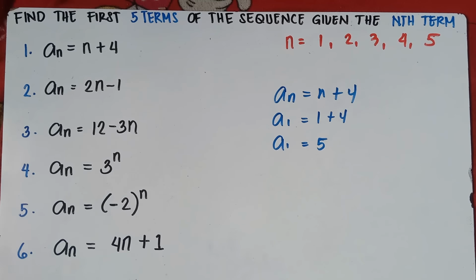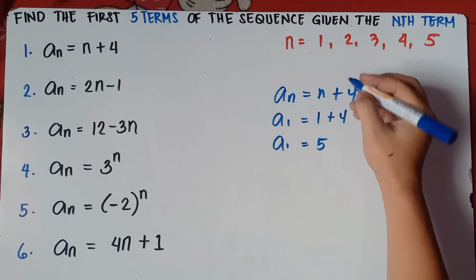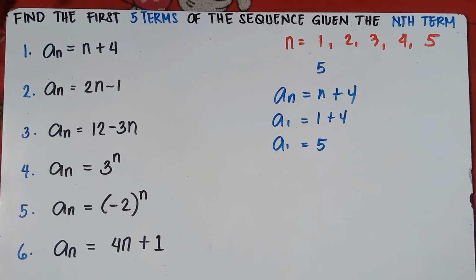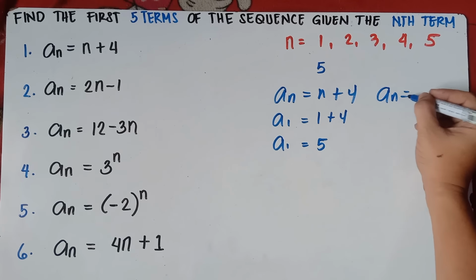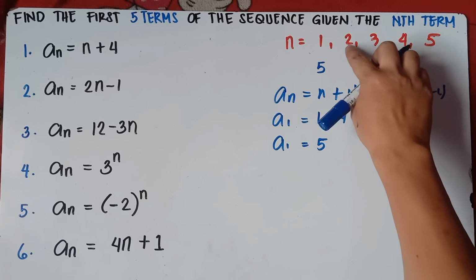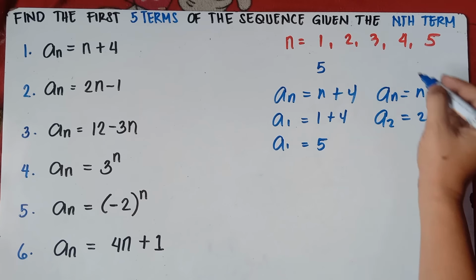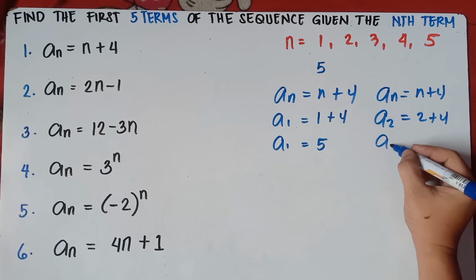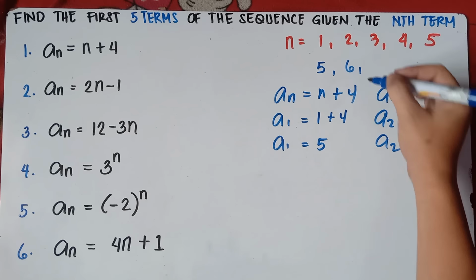So that's how you solve, class. Just simply substitute the value of n into the general term. So your first term will be 5. Your second term, from the given equation a sub n equals n plus 4: a sub 2, n is 2, so 2 plus 4. Your a sub 2, or second term, will be 6.